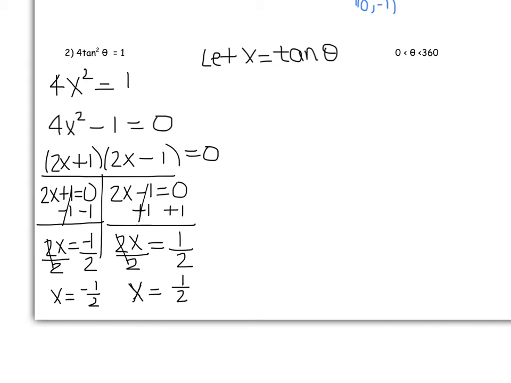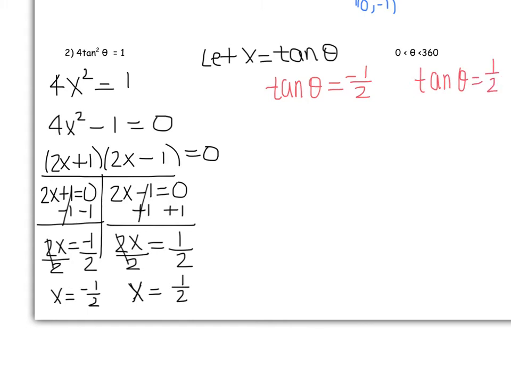So now that I have my two solutions, I'm going to go back and substitute what I let x equal in the first place. What did I let it equal? Tangent of theta. So we're going to have two different parts over here. Tangent of theta equals negative 1/2. And we're going to have that tangent of theta equals positive 1/2.